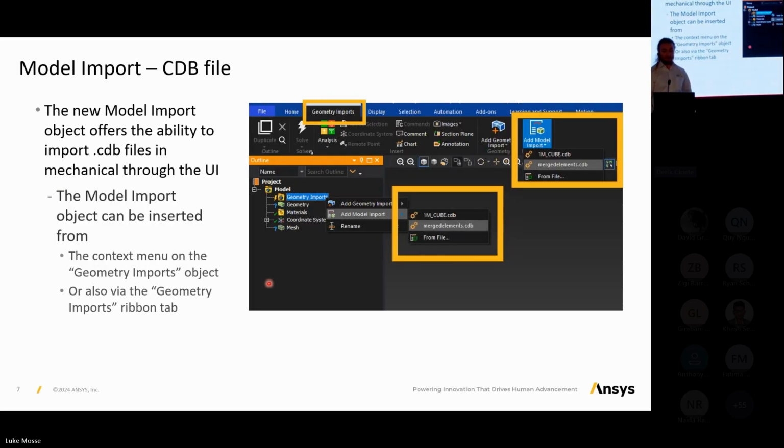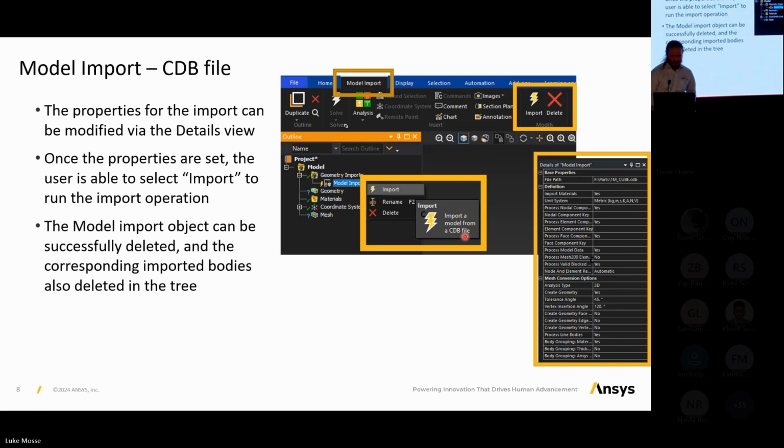So you can import a CDB file. So CDB is the Ansys format. So that's done here. Geometry import, add model import, and you can bring it in there. And when you do that, you have your details window down here, and that allows you to select unit systems and activate or deactivate which aspects of the model you want to include. And this will bring in all the loads and boundary conditions and other sorts of features. But as soon as you delete that model import, they'll also be deleted from the tree. So they'll go away automatically.